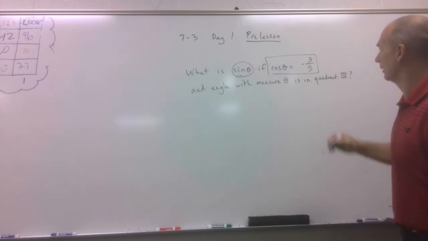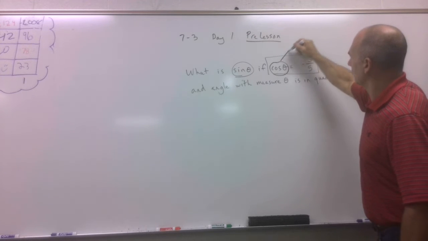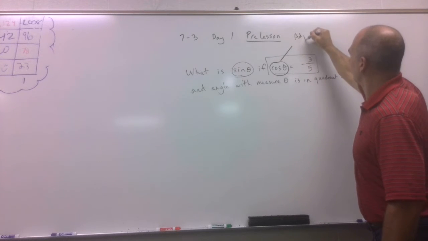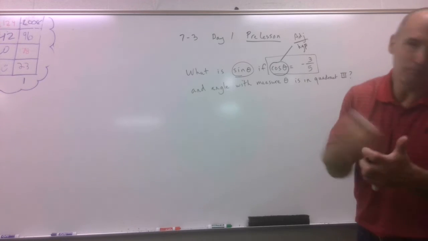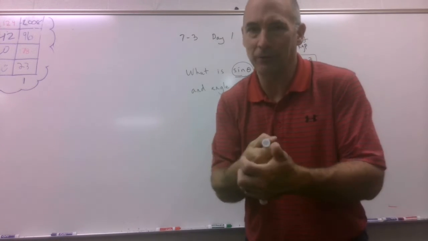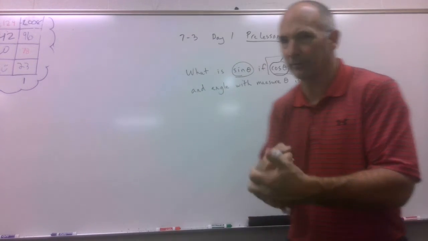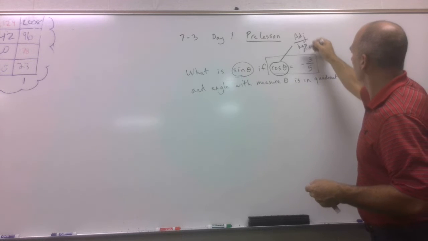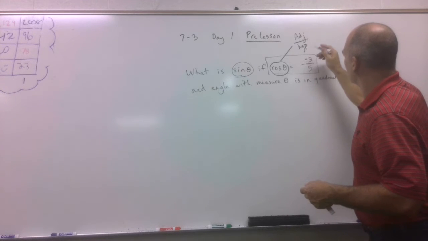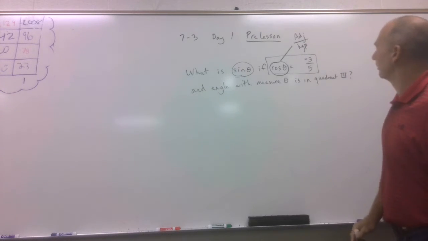Okay, we've got to talk. What is cosine? Well, cosine is adjacent over hypotenuse. Now what have I been beating like a drum? The hypotenuse is positive. The hypotenuse is positive. So when you have this situation, remember my hypotenuse is down here. Take that negative and put it in the top. That's very, very important, okay?